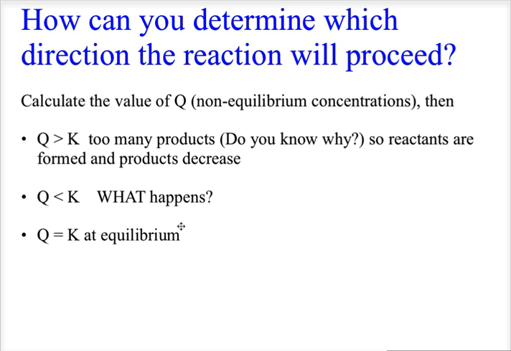When the numerical value of Q is exceedingly large, that means products over reactants, the amount of products is too great. The reaction needs to go in the reverse direction. When Q is less than K, then the reaction needs to move forward. And when Q equals K, the system is indeed at equilibrium.